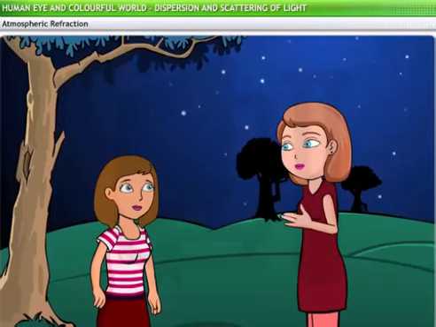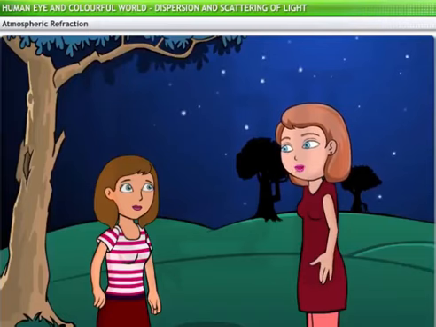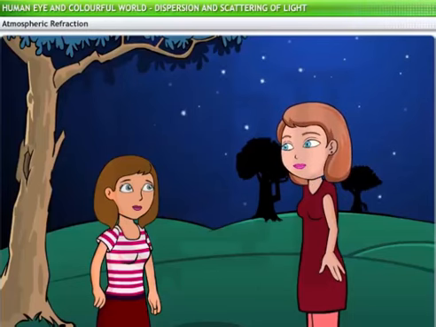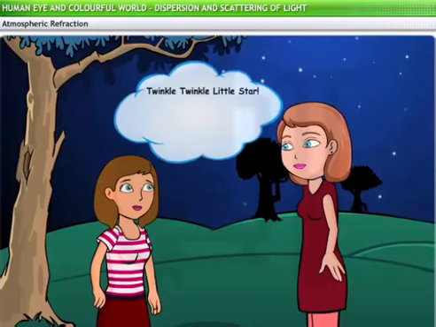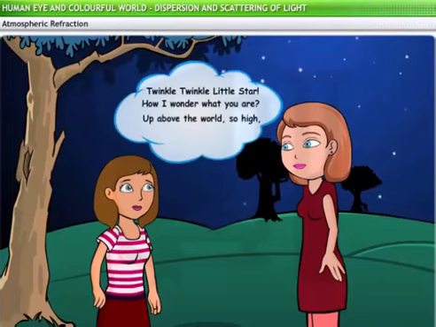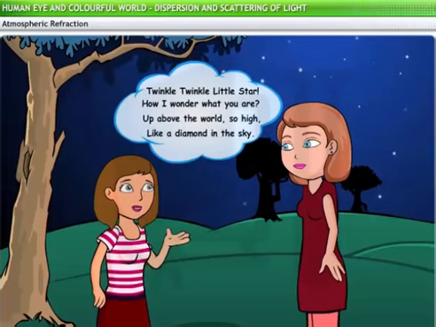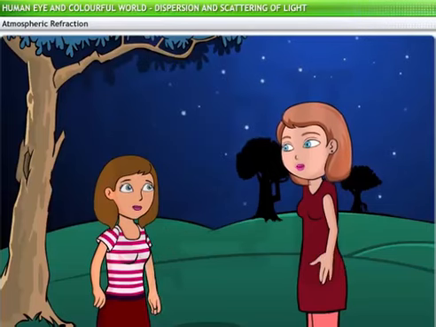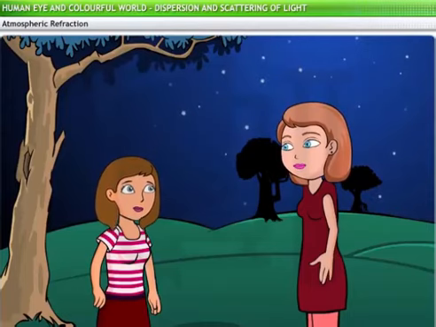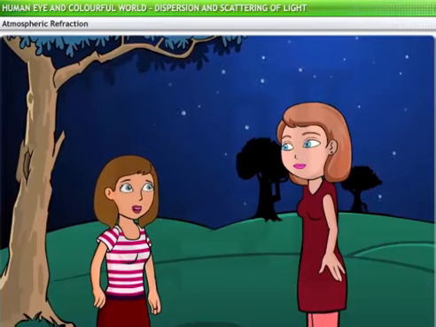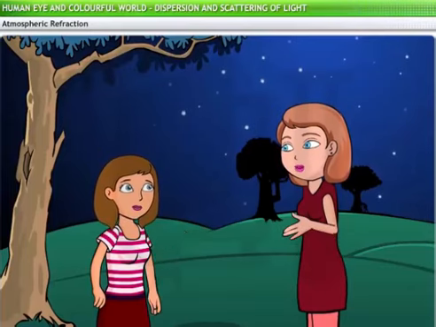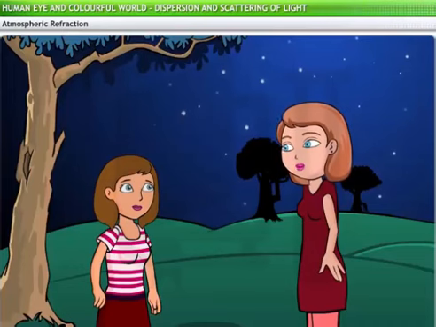The refraction of light leads to a number of other phenomena that you see daily. Remember the rhyme about the twinkling stars from your childhood? Sure, I do. Well, why do you think stars twinkle? I'm not sure. I never really thought about it. Is refraction associated with the twinkling of stars? Definitely. The twinkling of stars can be explained through atmospheric refraction.